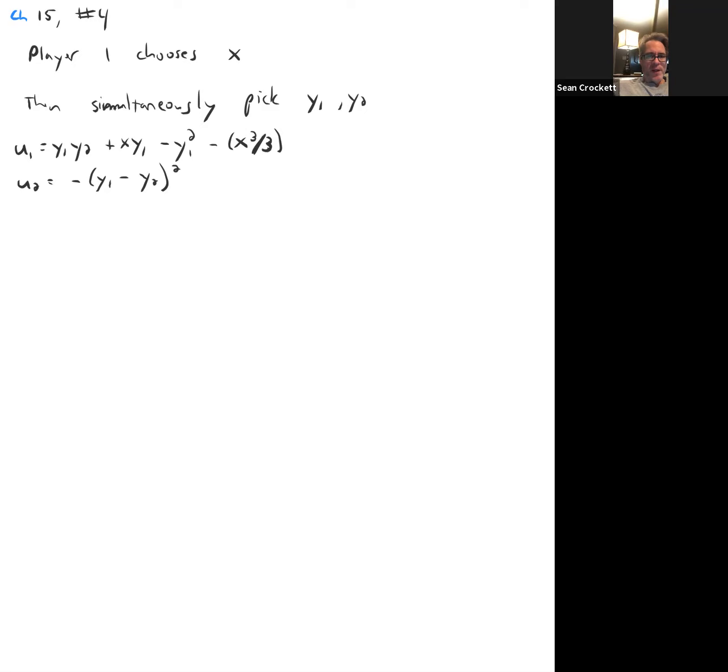So in the second period, when player one and two both simultaneously move, they both take x as already given, right? So we solve the games from back to front. This is like backward induction. Player one can't revise the choice of x once she's making the choice in that second period where she's picking y1 and player two is picking y2. So x is already given, so we treat it as if it's a constant.